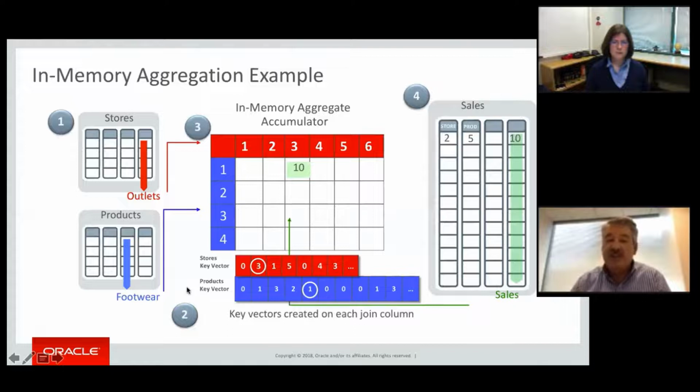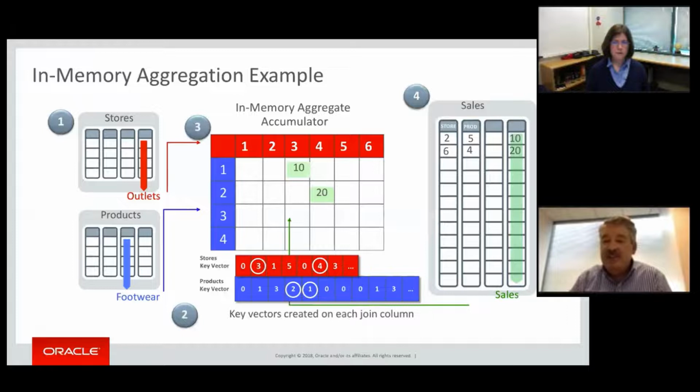So we're going to come over to our key vectors, and for stores, we're going to scan over 1, 2 places, and we're going to catch a 3. And we're going to scan over 5 places in the products, or our key vector for our products table, and get a value of 1. So we know we can go to 1 and 3 over in the accumulator, and then we can put our value of 10 there. Hopefully that makes sense.